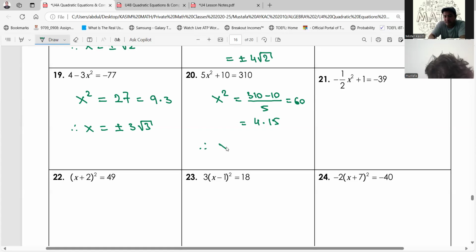So x is equal to plus minus 2 times square root of 15, because it's asking for the exact answer. Okay, that's question 21.